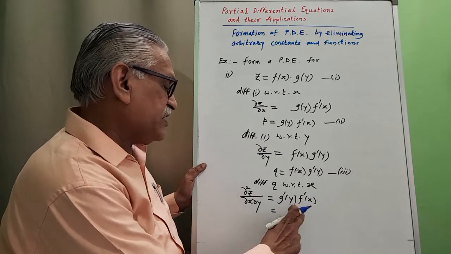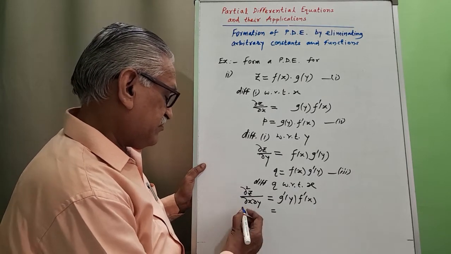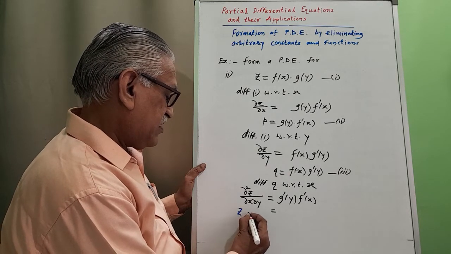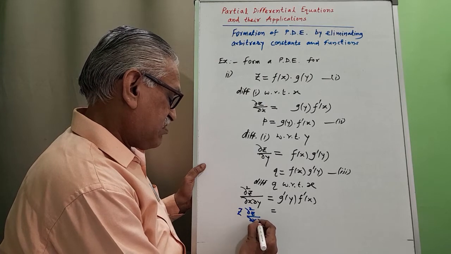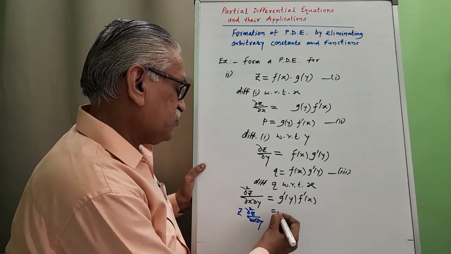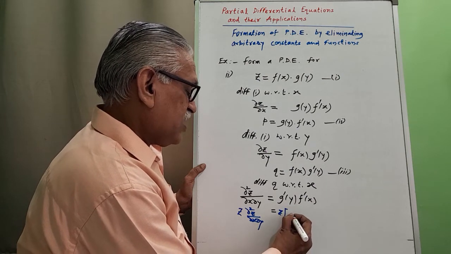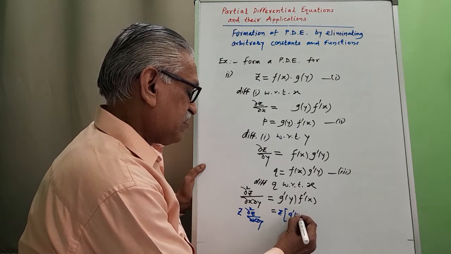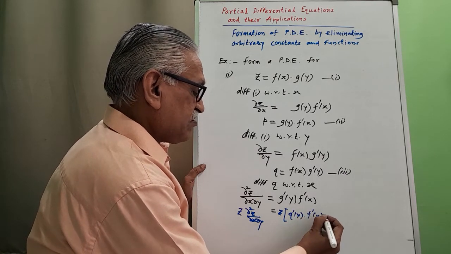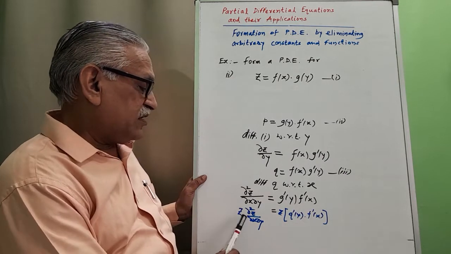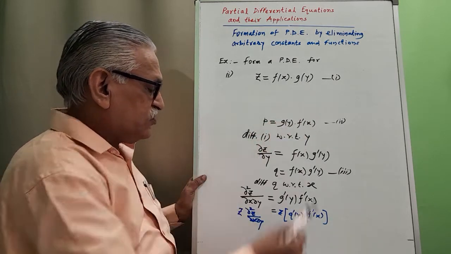Then multiplying by z on both sides, we get z into ∂²z/∂x∂y is equals to z q dash y into f dash of x. In this last step, we substitute the value of z as f(x) into g(y).